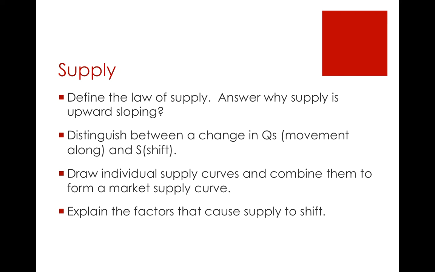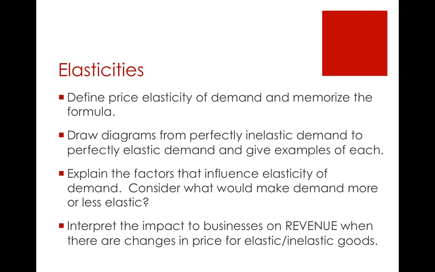Do something similar for supply. Why is supply upward sloping? What's the difference between a change in quantity supplied and a change in supply? Look at the individual supply curves as well as market supply curves and understand how individual curves are used to create a supply curve, and understand how changes in individual supply curves might impact a market supply curve. And finally, look at the factors that would cause it to shift.